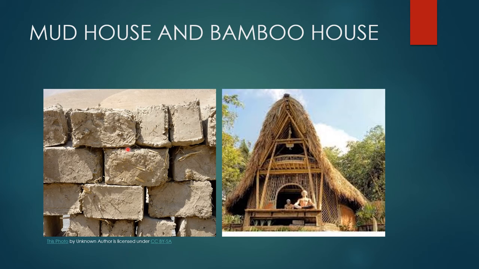This is the mud house and the bamboo house. Under the mud house, as you can see here, the mud is stuck in between the blocks or the bricks, which makes it solid, thereby making it possible for construction. And here we have the bamboos. Bamboos have actually been used in order to construct the house. If you look at the roof of this house, it is actually made of grass or thatch, and that is what is called a thatch house.